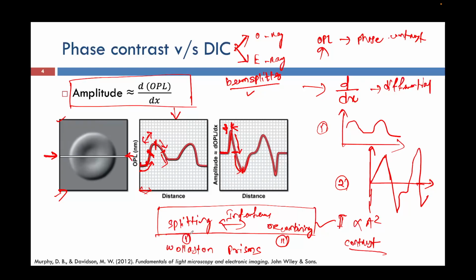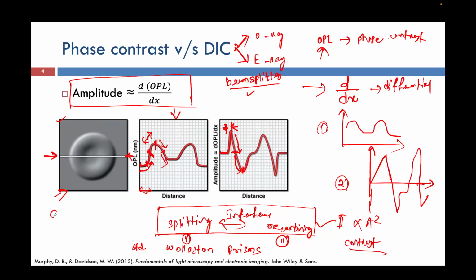Okay, so this is the reason that we have to use a second system which will recombine the two beams, and that is the reason we are using two Wollaston prisms. Currently no one uses the two standard Wollaston prisms. After the invention of the modified Wollaston prism, people are using the modified Wollaston prism.